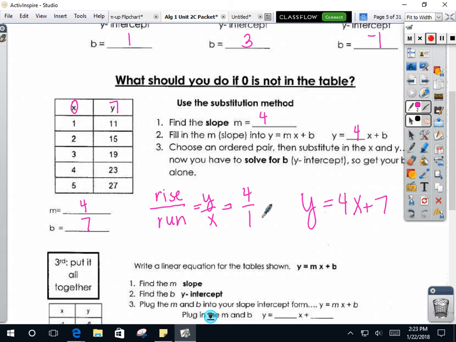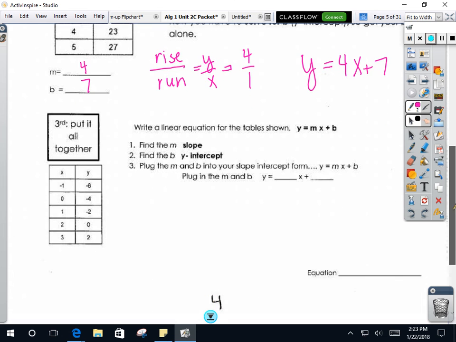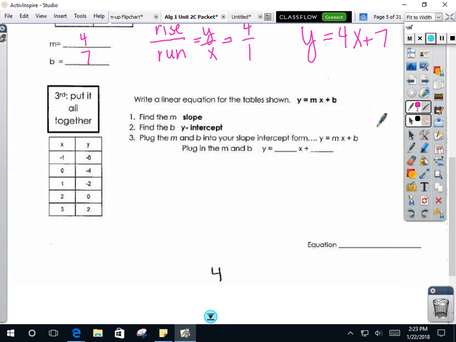Remember though, if you can't easily find the pattern and do it this way, pick 2 points, plug them in the formula. It takes a little longer, but sometimes it's necessary. Okay, now let's try this one. First, find the slope. Can you see a pattern? What's going on in the y's? They're going up by 2, so the rise is positive 2. What's going on in your x values? So your run is positive 1. Your slope is 2 over 1.